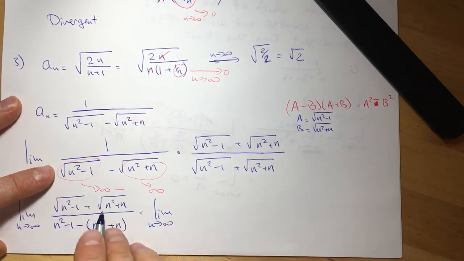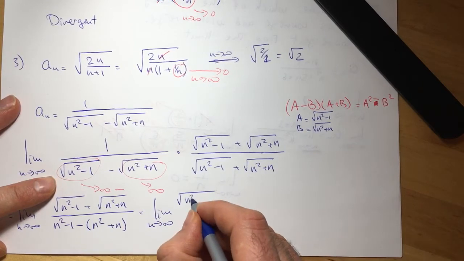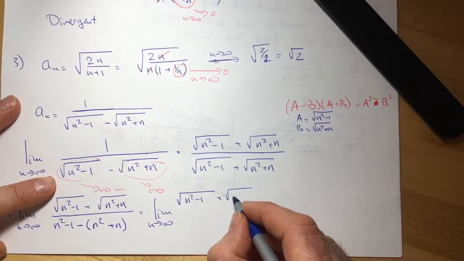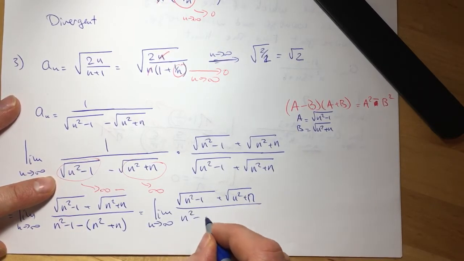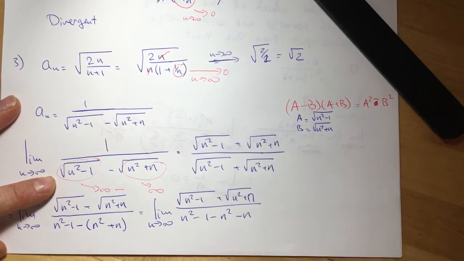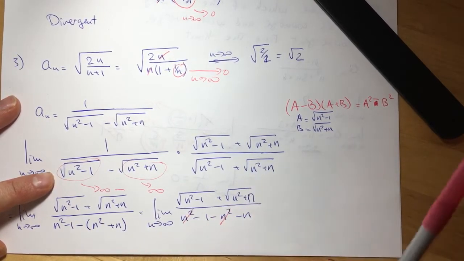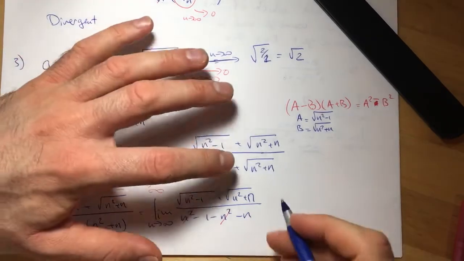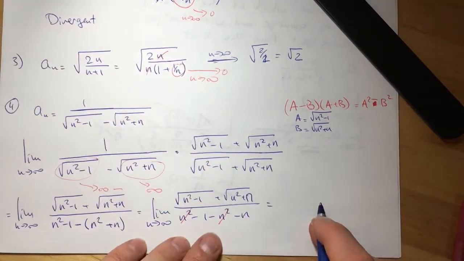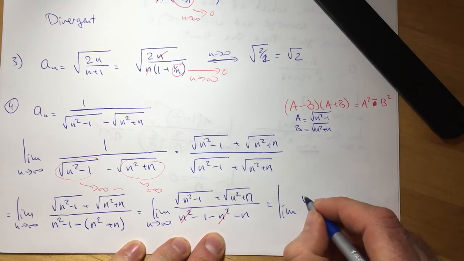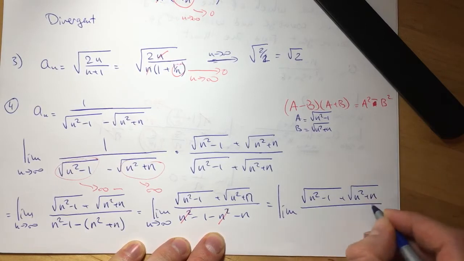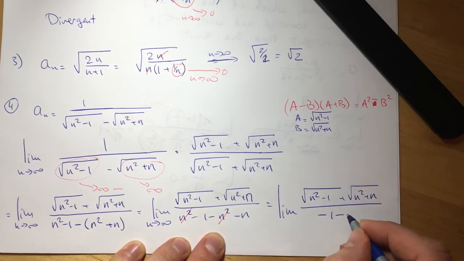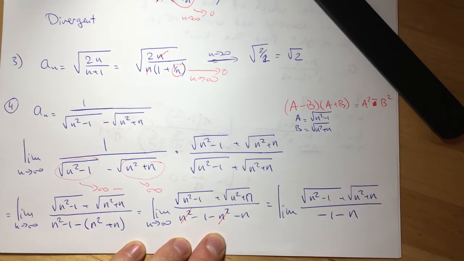Okay, so this is equal to the limit. So far there is nothing that I can do in the numerator. Square root of n squared minus 1 plus square root of n squared plus n. Drop the parentheses, n squared minus 1 minus n squared minus n. Okay. So that means that this expression is equal to the limit of square root of n squared minus 1 plus square root of n squared plus n over negative 1 minus n.